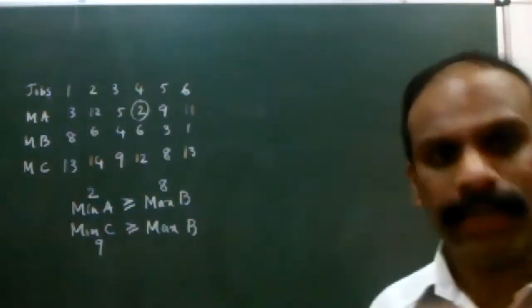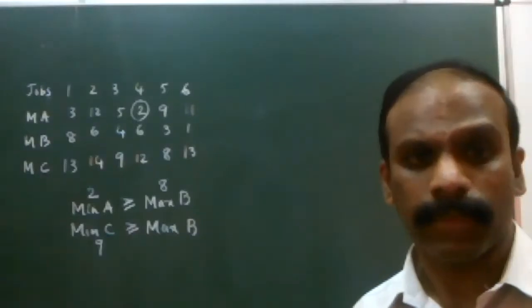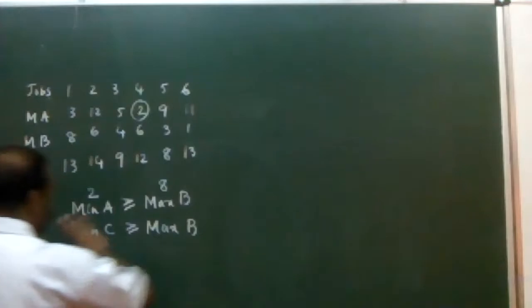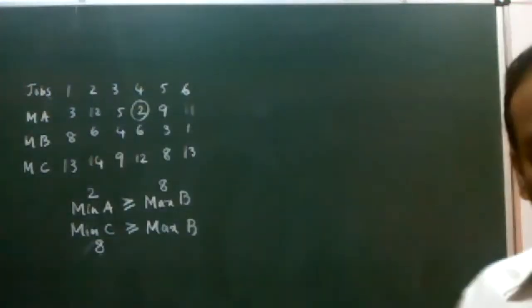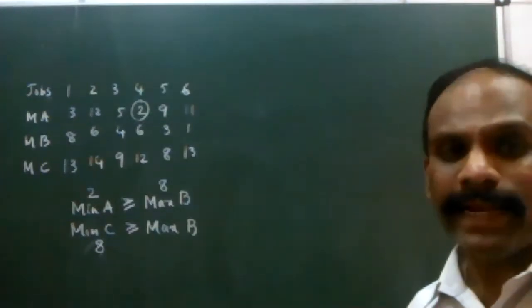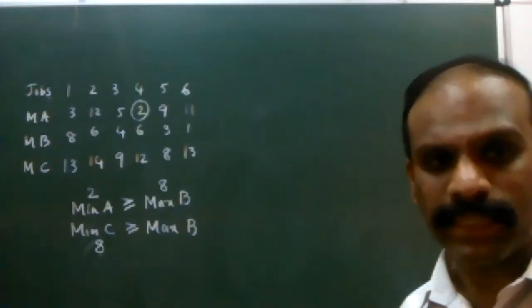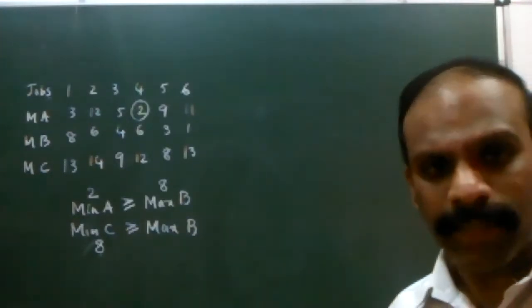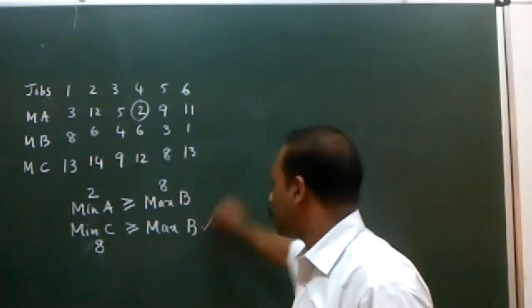What is the minimum C value? 9. Excuse me, sir, the minimum C value is, I think, 8. Yeah, sorry, I took it wrongly. The minimum C is 8. So you can see that minimum of C should be greater than or equal to maximum of B. The minimum C value is 8 and the maximum B value also is 8. Since 8 is equal to 8, the second condition is satisfied.